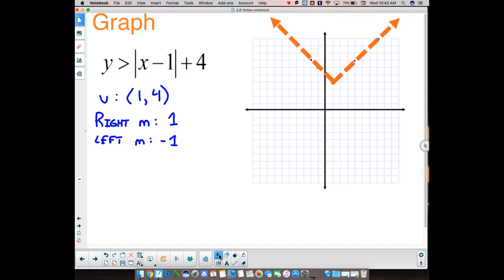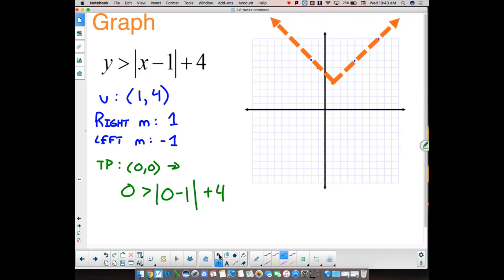Did I go through the origin? No. So let's use the test point of the origin. So that's going to be 0 is greater than the absolute value of 0 minus 1, then plus 4. 0 minus 1 is negative 1. Absolute value of negative 1 is 1, plus 4 is 5. So I have 0 is greater than 5. Is that true or is that false? That's false. So my test point was outside and it was false. So where do I shade? Test point was outside and it was false, so I shade inside.